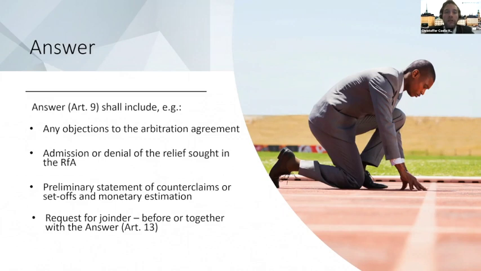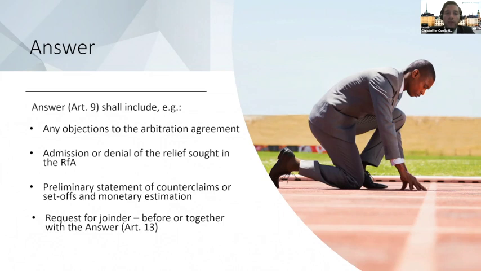First, the answer shall include any objections to the arbitration agreement. This could be regarding the validity or application of the agreement, but it is also important to note that a failure to present objections at this initial stage does not preclude the respondent from doing so at a later stage. Naturally, the answer also has to include an admission or denial of the relief sought by the claimant and a preliminary statement of set-offs and counterclaims and a monetary estimation thereof. And the monetary estimation is important here for the same reasons as the monetary estimations in the request for arbitration.